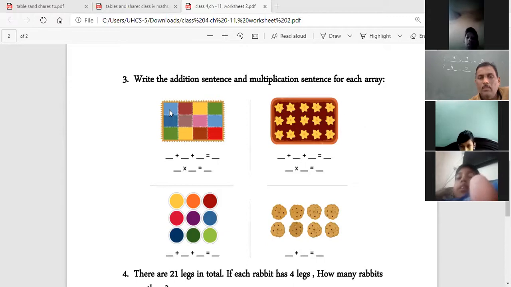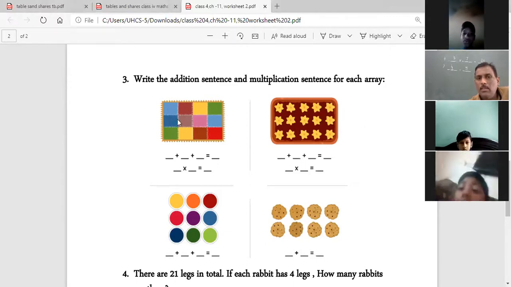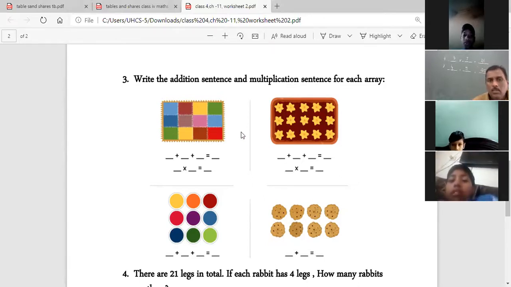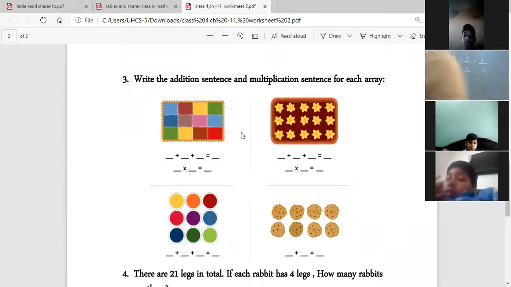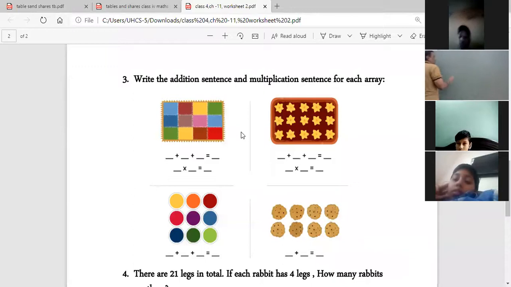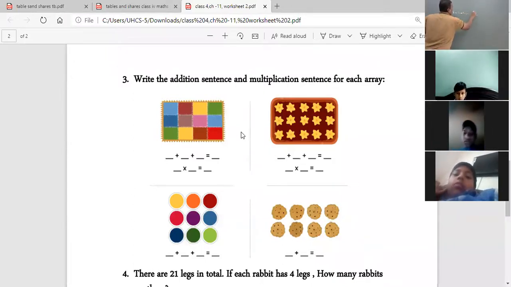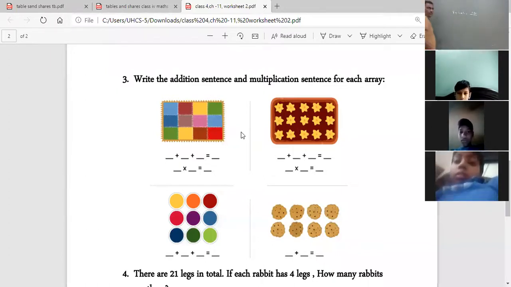If you look at this, in the first row, there are 4 colors. Next row, 4 colors. Last row, also 4 colors. So there are 3 rows. When the question comes about total number of colors, 4 colors, 4 colors, 4 colors, total 12 colors. When you go for multiplication, 3 rows are there, each row 4 colors.